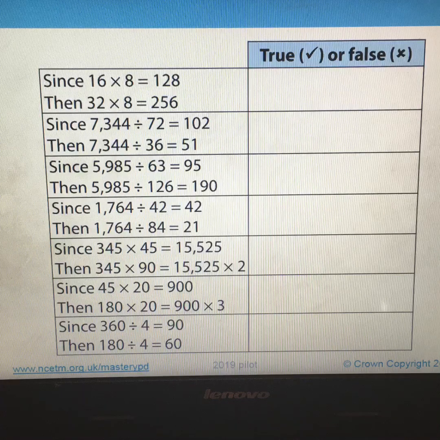Okay then, last little set of problems for today. Another nice, quick and easy lesson for you. So this is using learning from yesterday and the day before and today. So I want you to go down, I want you to look at the relationships. Do you think these are true or false? Have a go.